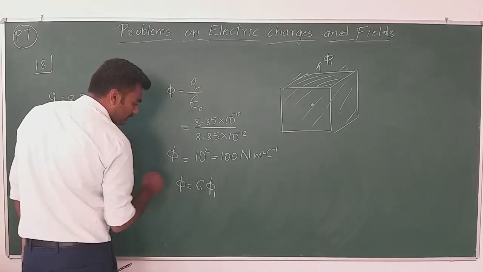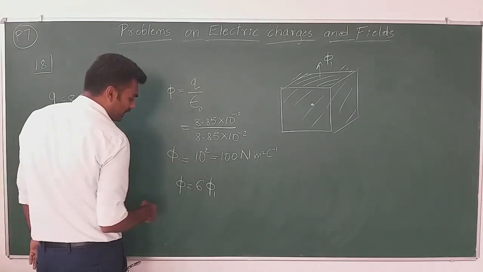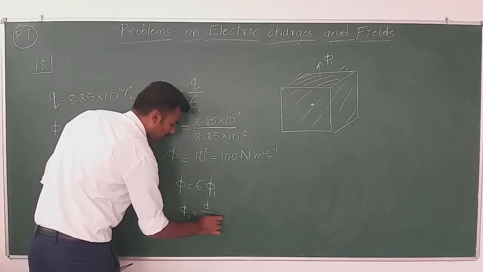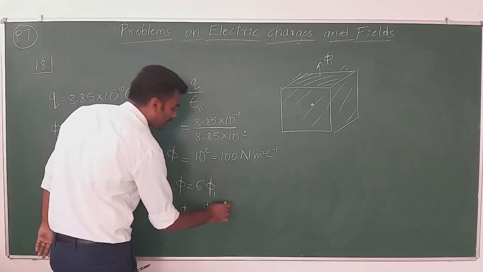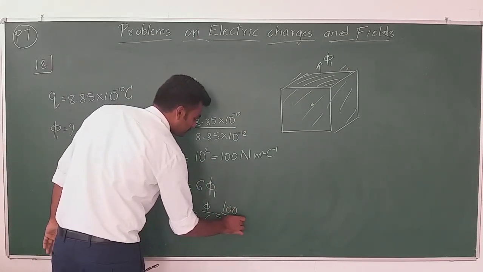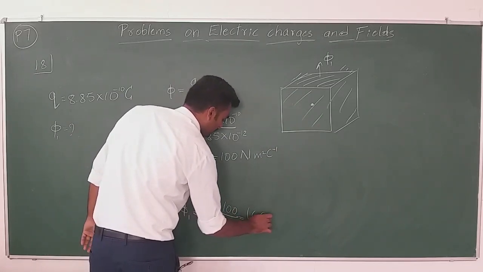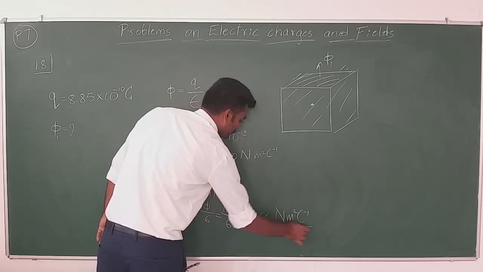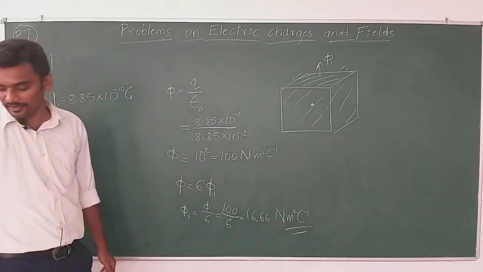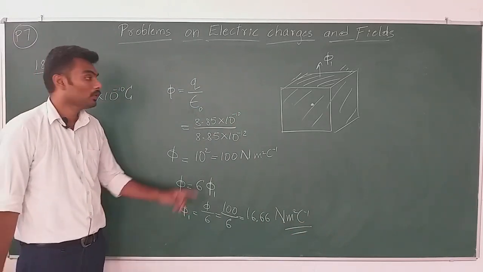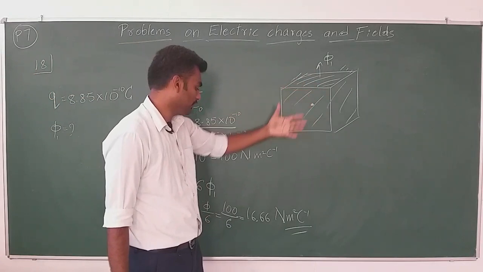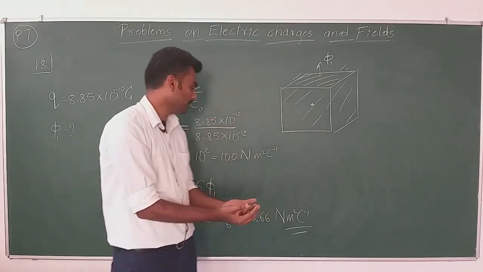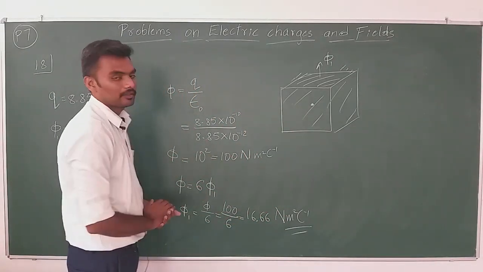Now what I need is phi 1, what I have is phi. So phi 1 is equal to phi by 6. Phi is 100 by 6, which is going to be 16.66 Newton meter square per coulomb. So this is the total flux through any one of the surfaces. Total flux through all the surfaces is this one, 100.